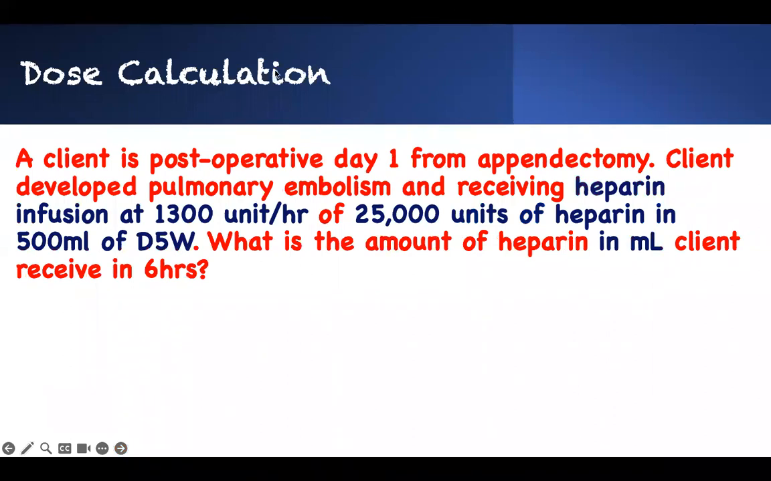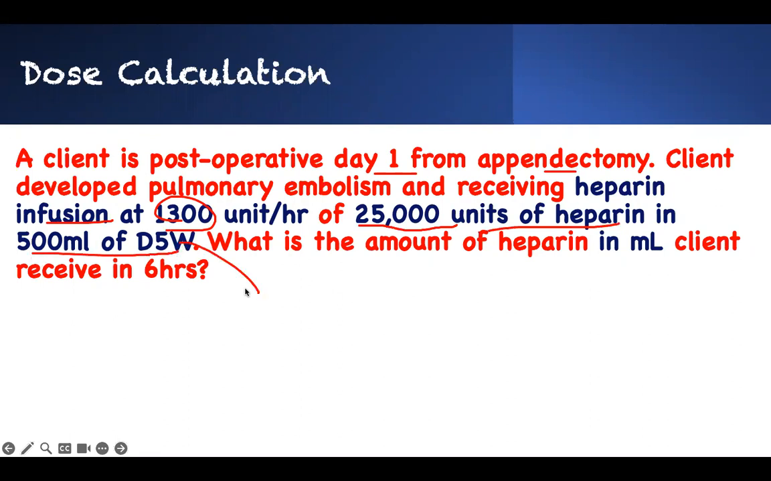Next one. The client is post-op day 1 from appendectomy. Client developed pulmonary embolism and is receiving heparin. Receiving, that's what is being prescribed. That's why he's getting it. 1,300 units per hour of heparin, with 250 units.